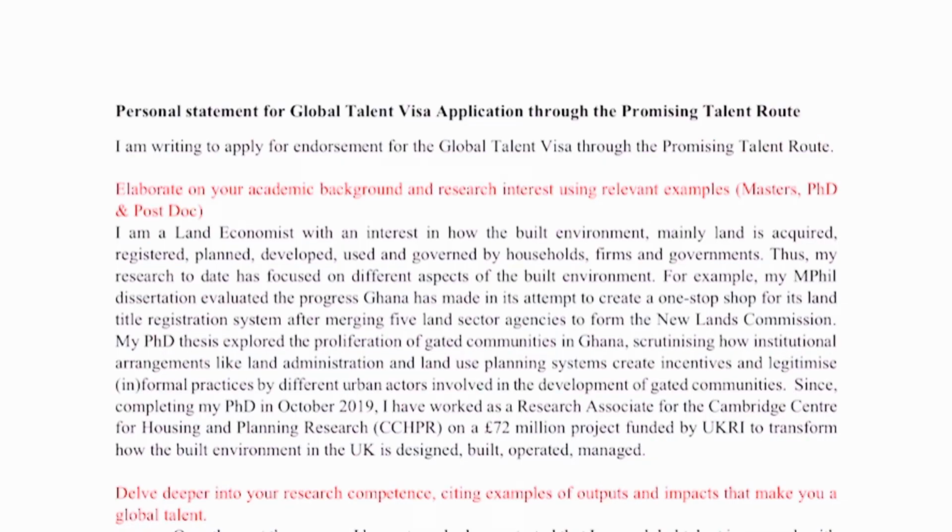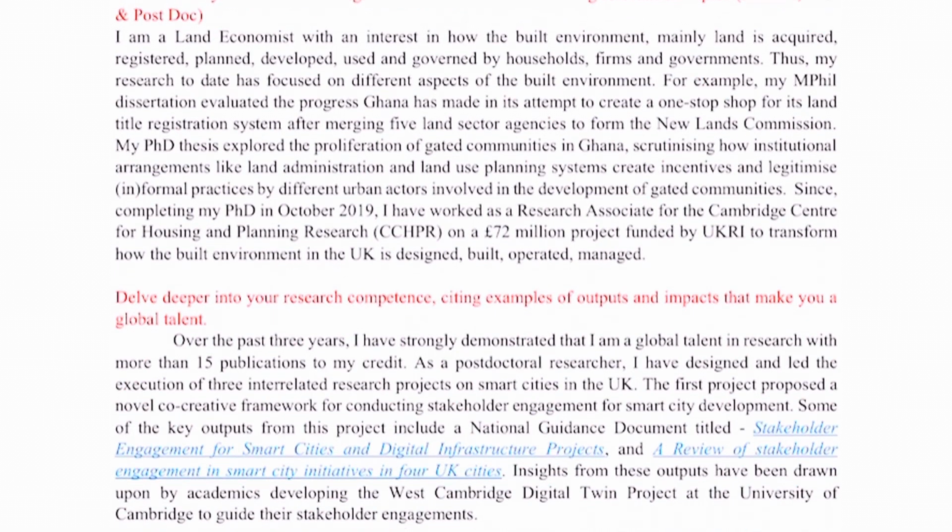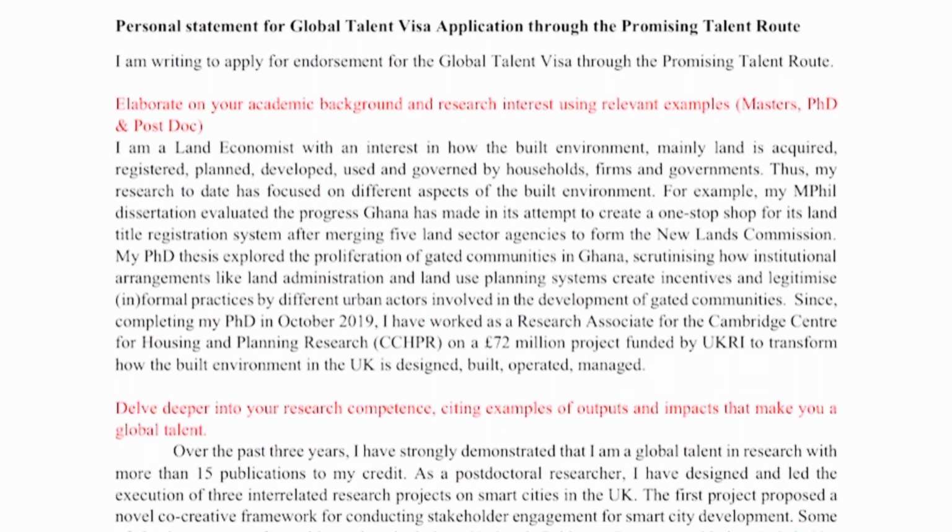Here, I didn't just mention the subjects that I studied, but I also mentioned what the course entailed and how relevant it is in terms of making me a global talent. So for example, let me just quickly touch on some of the things. I talked about the fact that I am a land economist with an interest in how the built environment, mainly land, is acquired, registered, planned, developed, used, and governed by households. So I introduced my background as a land economist, and to give the benefit of the doubt to those who don't know what land economists do, I said what land economists do.